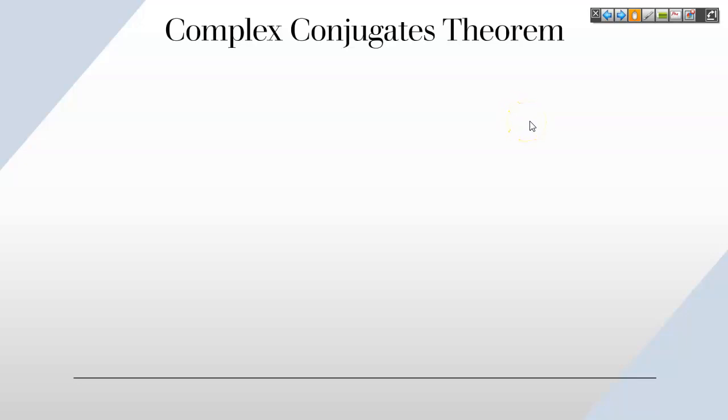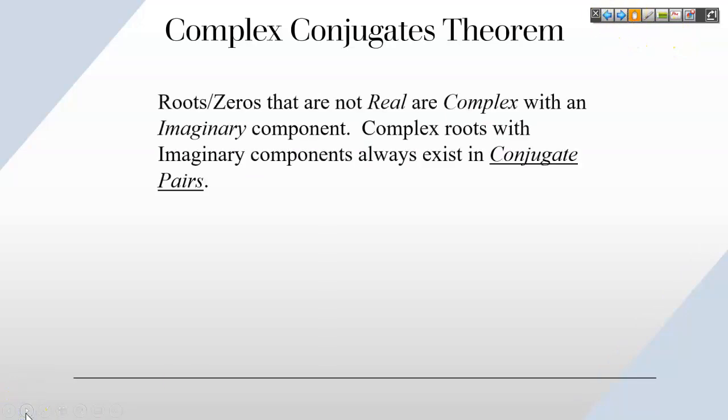The last new theorem is the complex conjugate theorem. This theorem says that if the roots and zeros are not real, then they are complex. Complex are imaginary numbers. Complex roots will always exist in complex conjugate pairs.